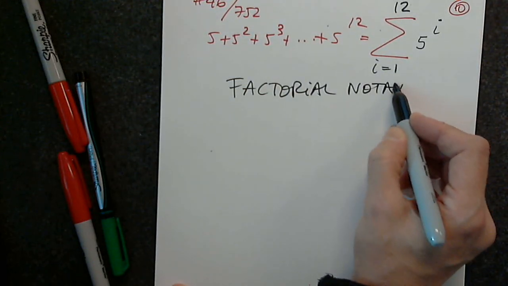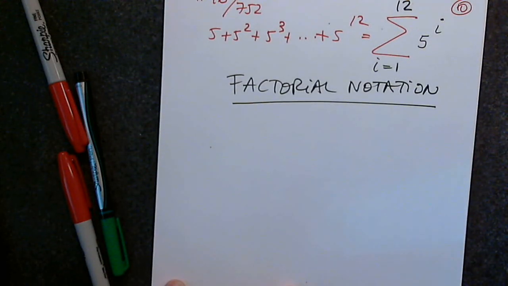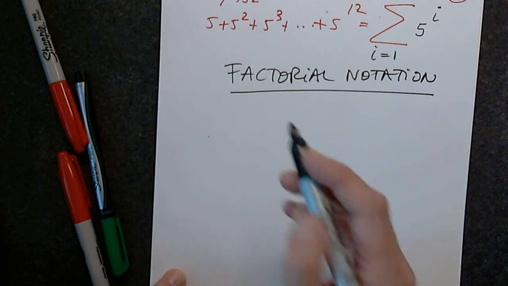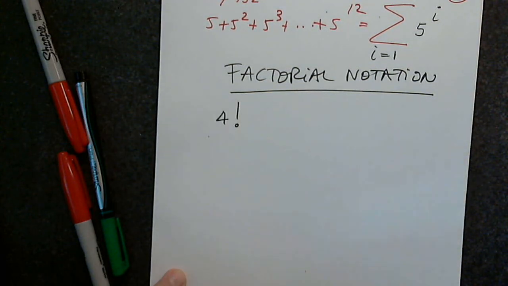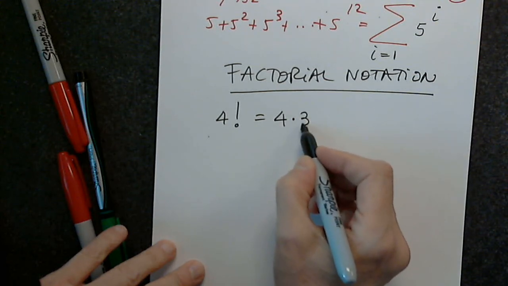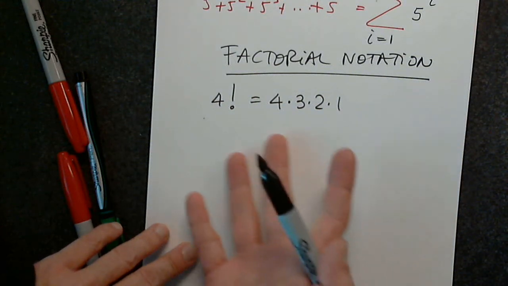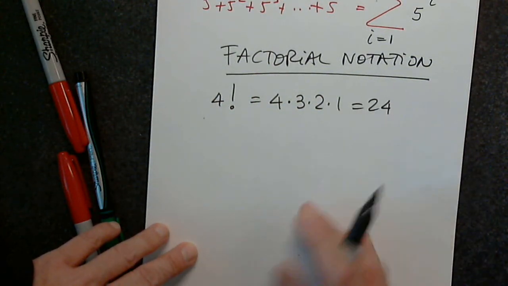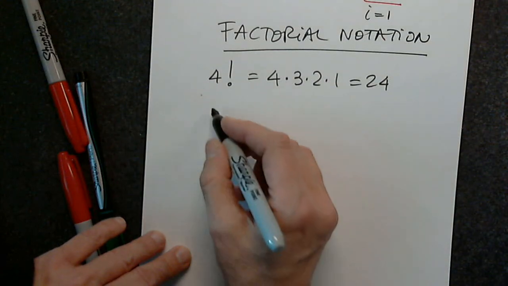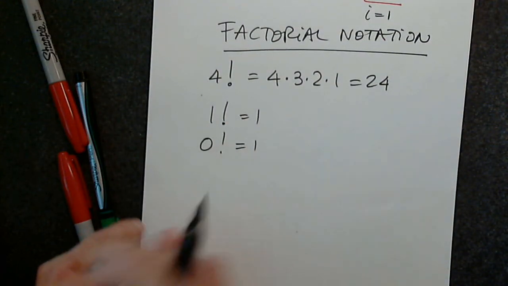Okay, I would like to talk about what is called factorial notation. Factorial notation. For example, 4 factorial. The factorial notation is the exclamation mark. 4 factorial, by definition, is 4 multiplied by 3 multiplied by 2 multiplied by 1. So 4 times 6, this will be 24. By convention, 1 factorial is 1, as well as 0 factorial is also 1.